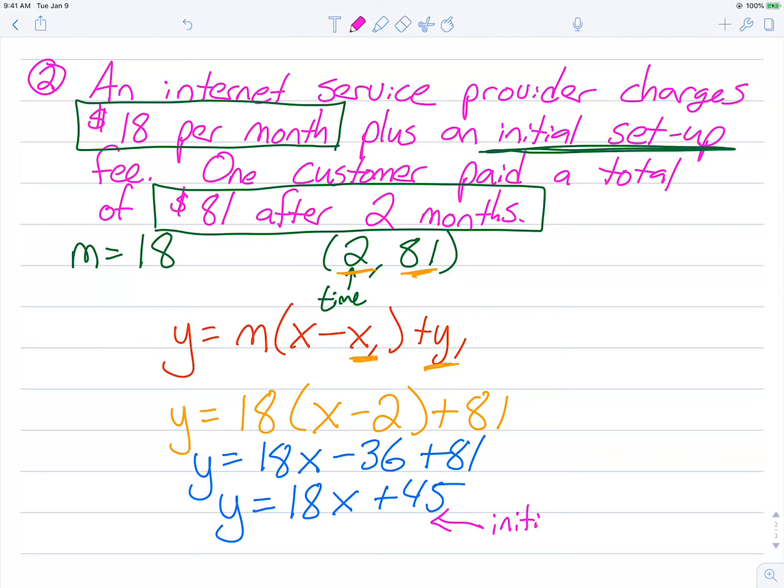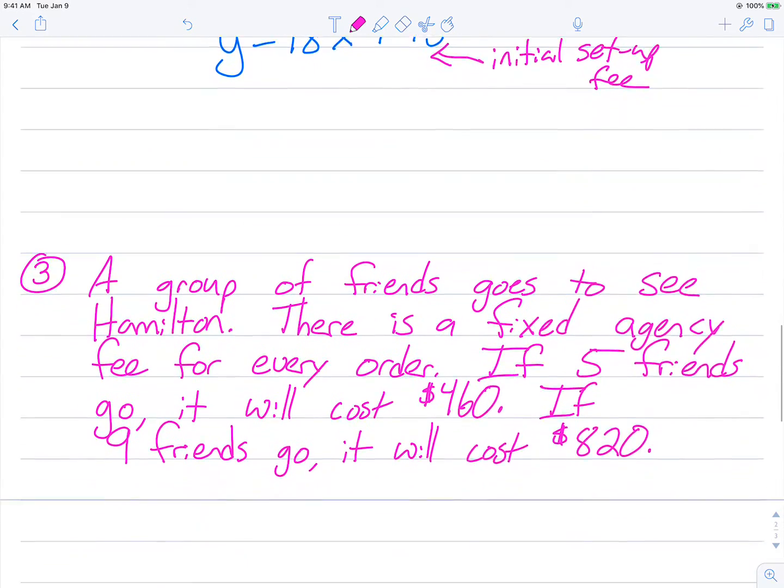So writing it in slope-intercept form actually gets us some additional information. And I could use the information that I had to figure it out. So that one required point-slope form. So let's try the third one. This is the last one.